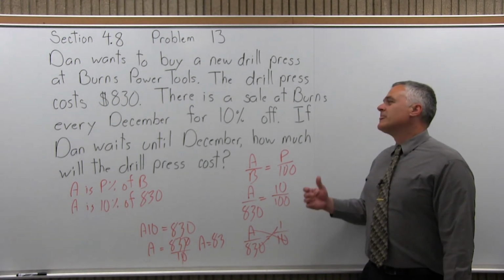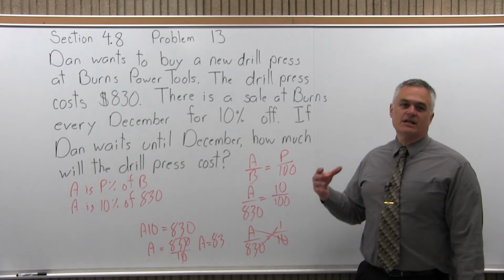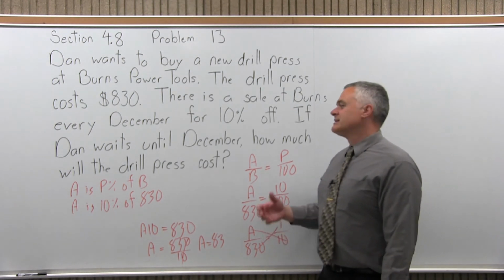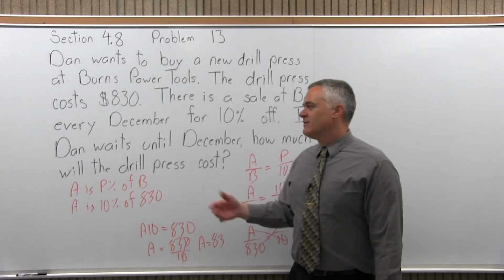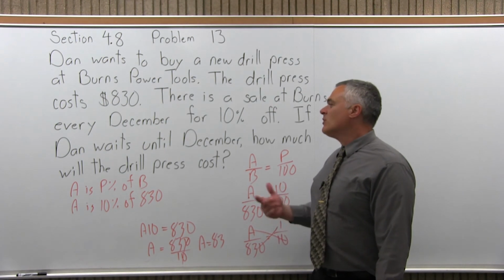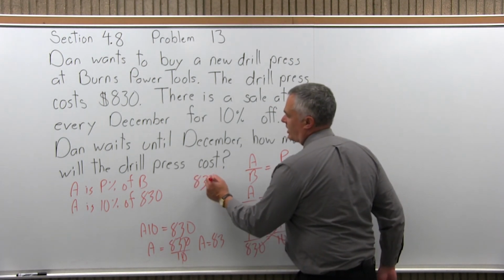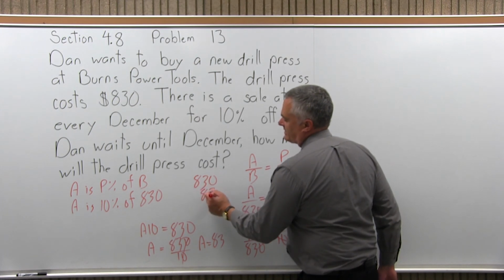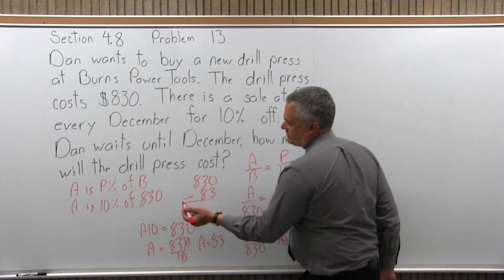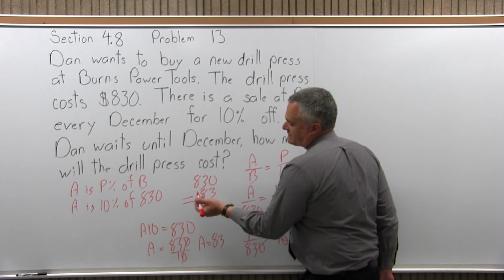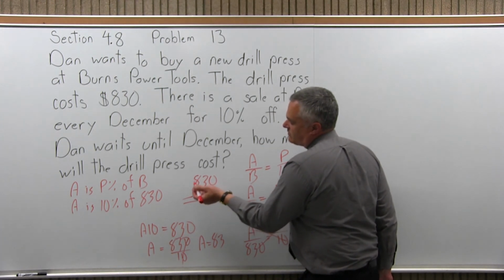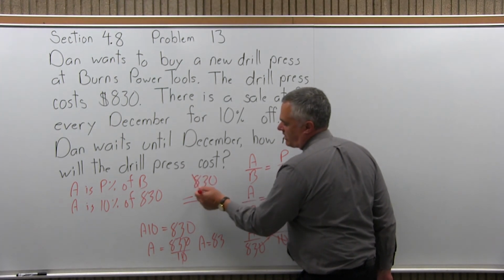So again, that's not what the question asks. The question doesn't ask what's the discount on the tool. It says how much will it cost if Dan waits until December? Well, you subtract the current, non-sale cost of the drill press minus the sale that you get off, the 10% off, and I said it was $747. So if you can see that, that's great. If not, you have to borrow.